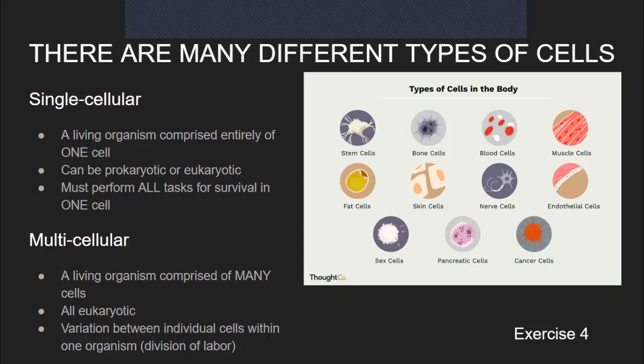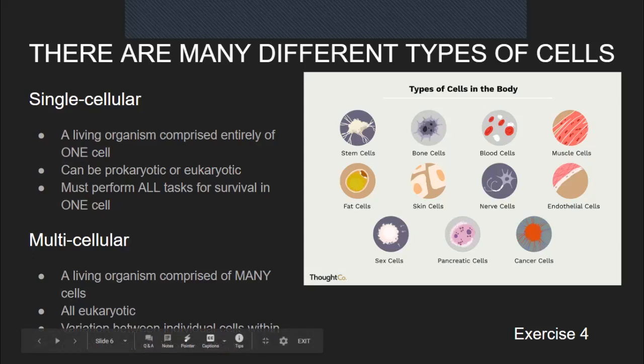So if you're looking at strictly eukaryotic cells and you want to compare a single cellular eukaryotic cell to a multicellular eukaryotic cell, you will find that the single cellular ones tend to be a bit bigger than the multicellular ones. And they tend to have more excess organelles.